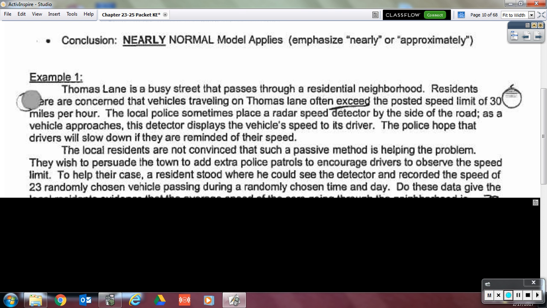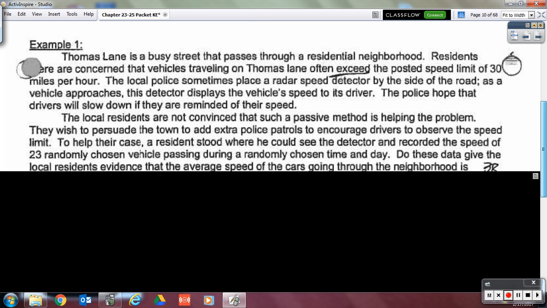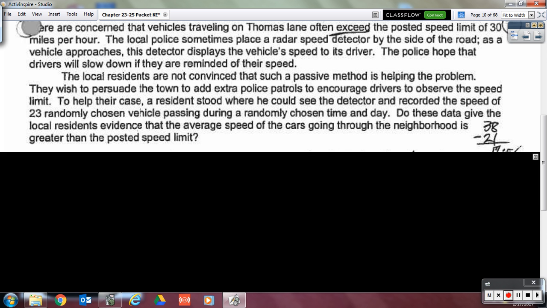Okay, so at this point I'm thinking 23. So what's my brain thinking? Not large enough. And then my brain's also thinking, why didn't you just sit there and get 7 more so it was large enough and then you wouldn't have this problem? But anyway, so we'll go with this. So 23 randomly chosen vehicles passing through a randomly chosen time and day. Do the data, and that is correct grammar because data is plural, give the local residents evidence that the average speed of the cars going through the neighborhood is above the posted speed?